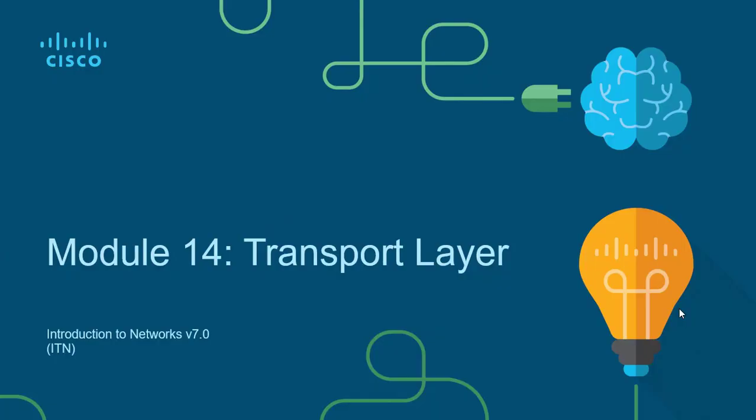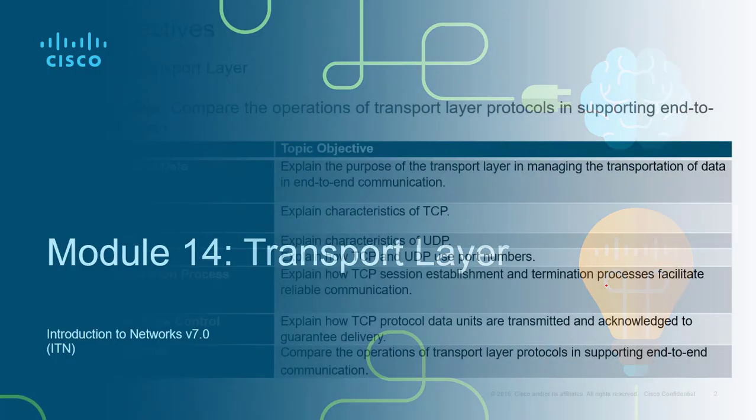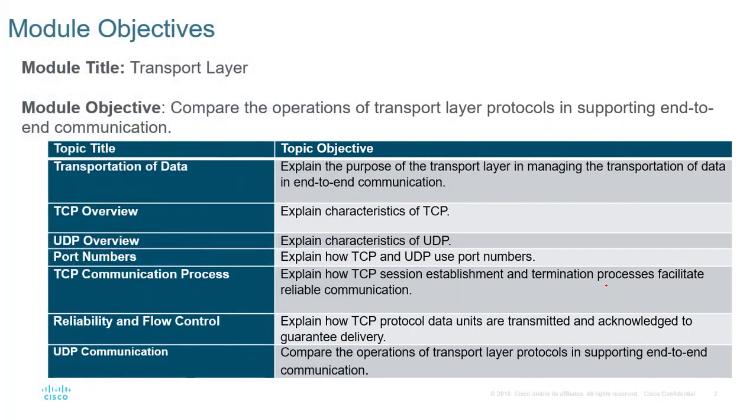Module 14 is on the transport layer of the TCP/IP stack and the corresponding OSI model. In this module, we'll compare the operations of the transport layer protocols in supporting end-to-end communication, and we'll review the two main protocols used at this layer, namely the Transmission Control Protocol and the User Datagram Protocol, and how they operate.